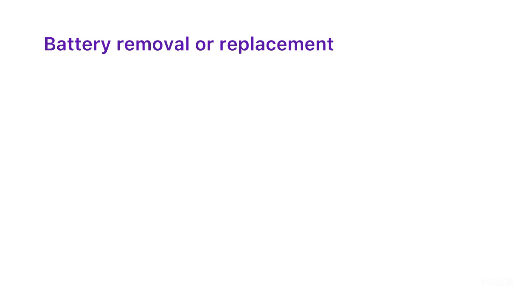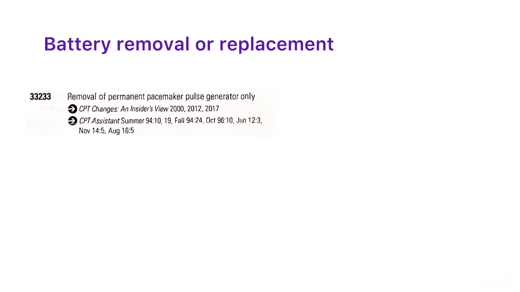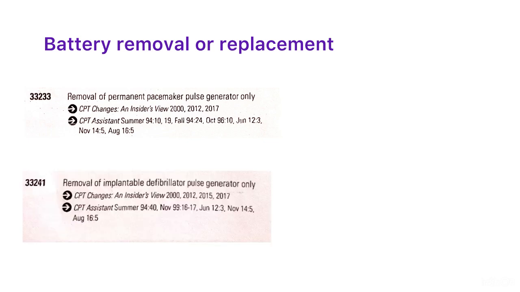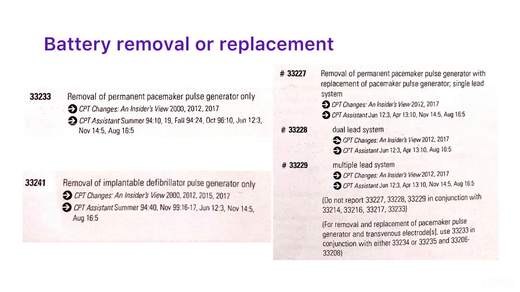Next, battery, pulse generator, removal or replacement. This is a big one. When the question says battery replacement, it's actually referring to the pulse generator. Don't be tricked by the wording. Removal of pacemaker pulse generator 33233. Removal of defibrillator pulse generator 33241.